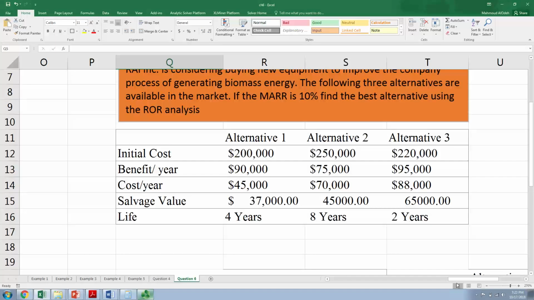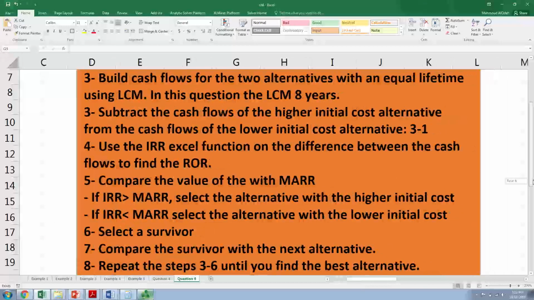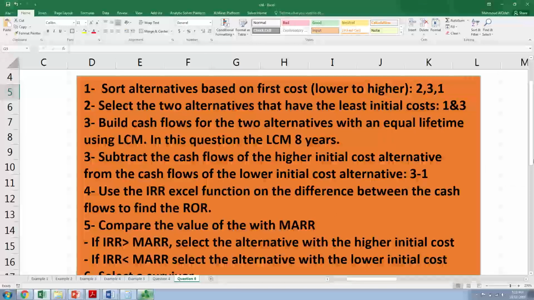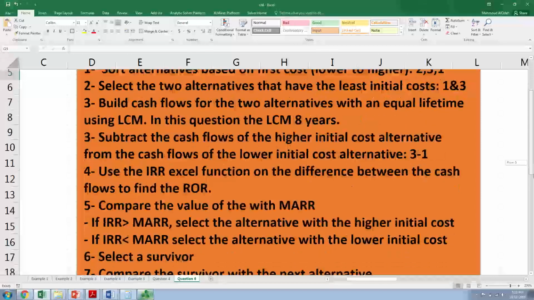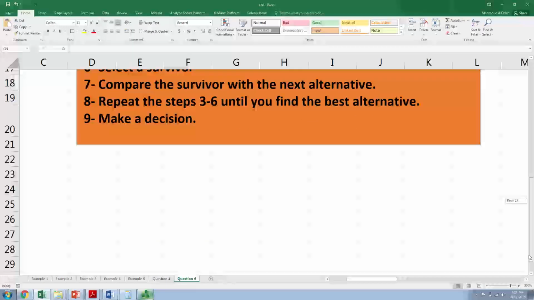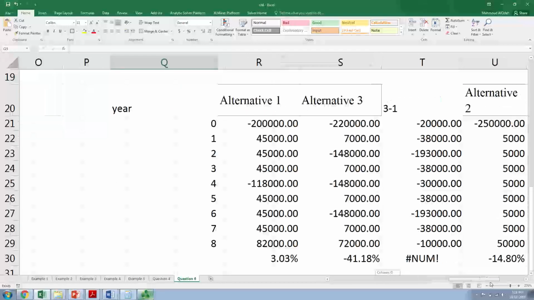So what you need to do is follow the steps as explained in the chapter. Sort the alternatives from lower to higher: 2, 3, 1. Select the two alternatives that have the least initial cost, so 1 and 3. Build the cash flow using the LCM, and the LCM here is 8 years. Subtract the cash flow, find the IRR for the difference between the cash flows, and then compare the MARR with the IRR. Select the survivor, and then compare the survivor with the next alternative, and repeat the same steps again to find the best alternative.